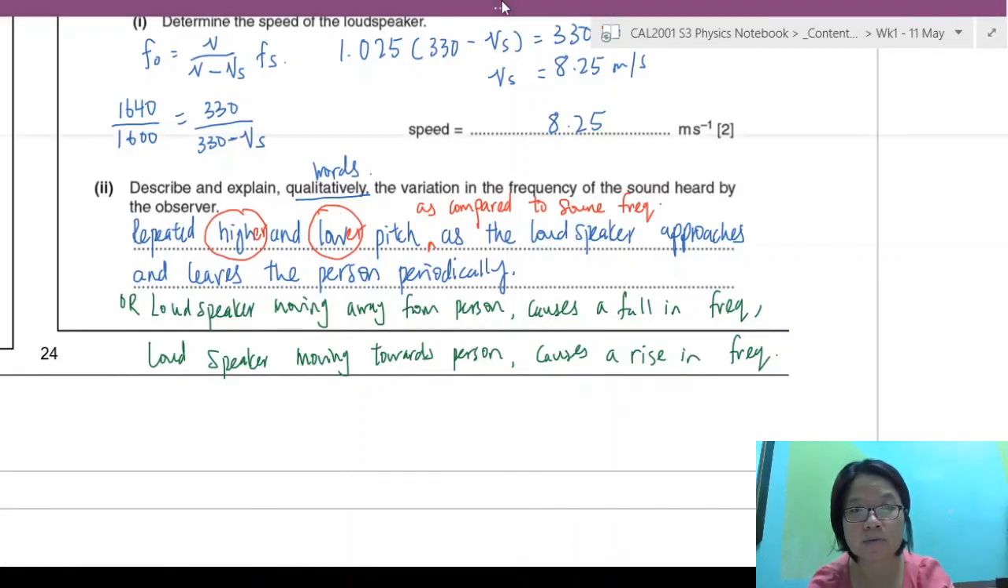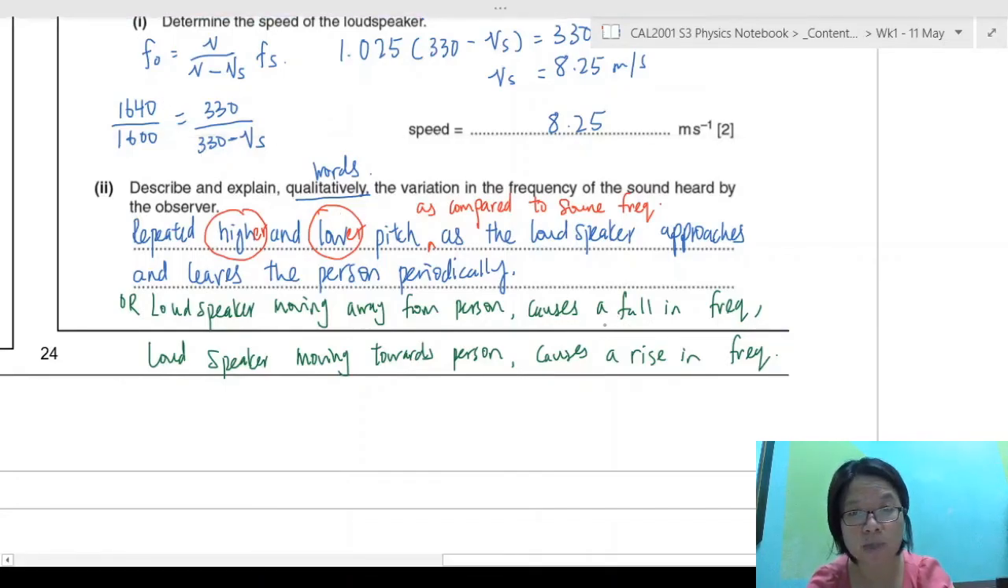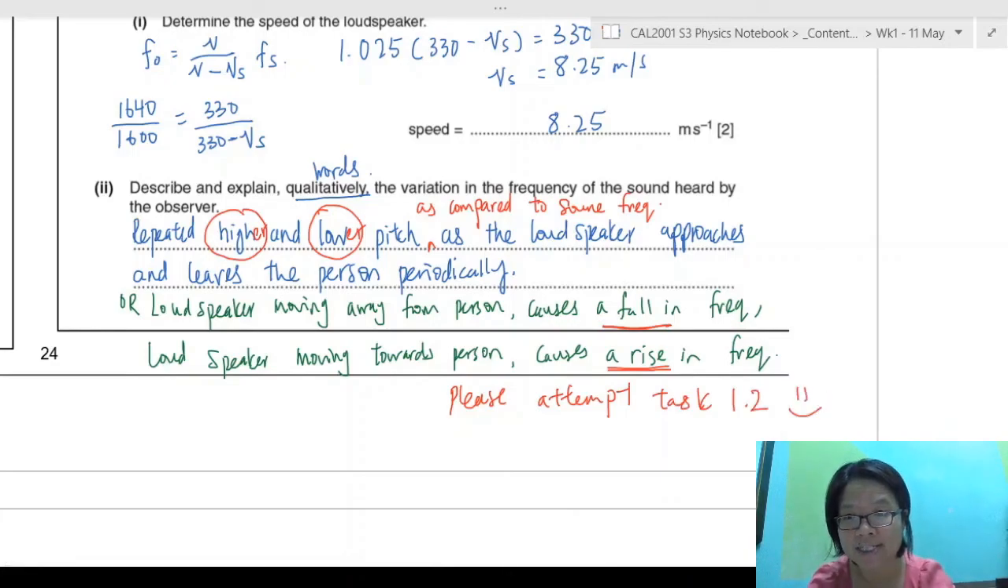Okay, so that's the two examples we have for today. Please try task 1.2. And I think if you can do that, you are fine. Did I write 3 or 2? Great, I wrote 2. All right, I will see you.